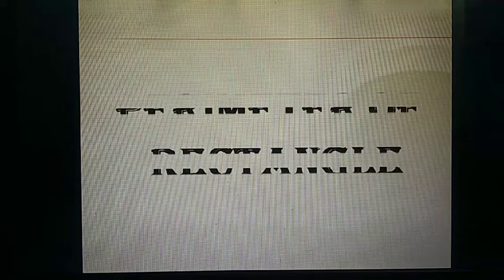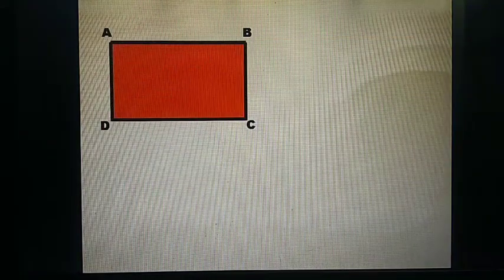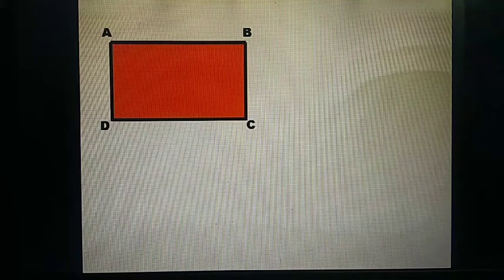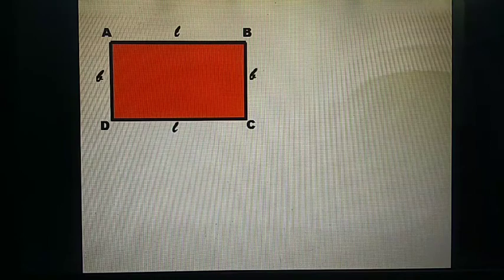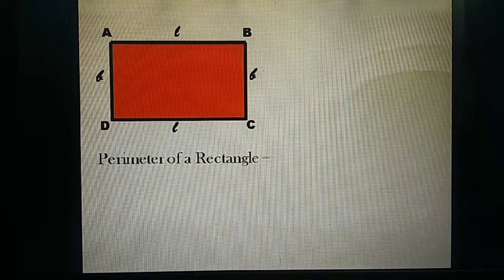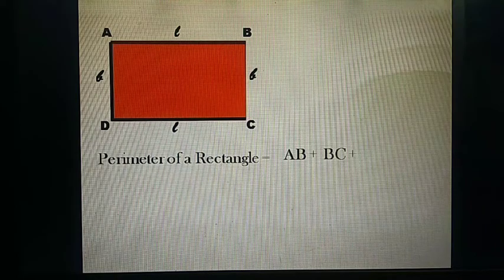Let's consider perimeter of rectangle. What is a rectangle? A rectangle is a closed figure made up of 4 line segments where opposite sides are equal. To find out the perimeter, which means boundary length, we will cover all the sides. We will add them all.